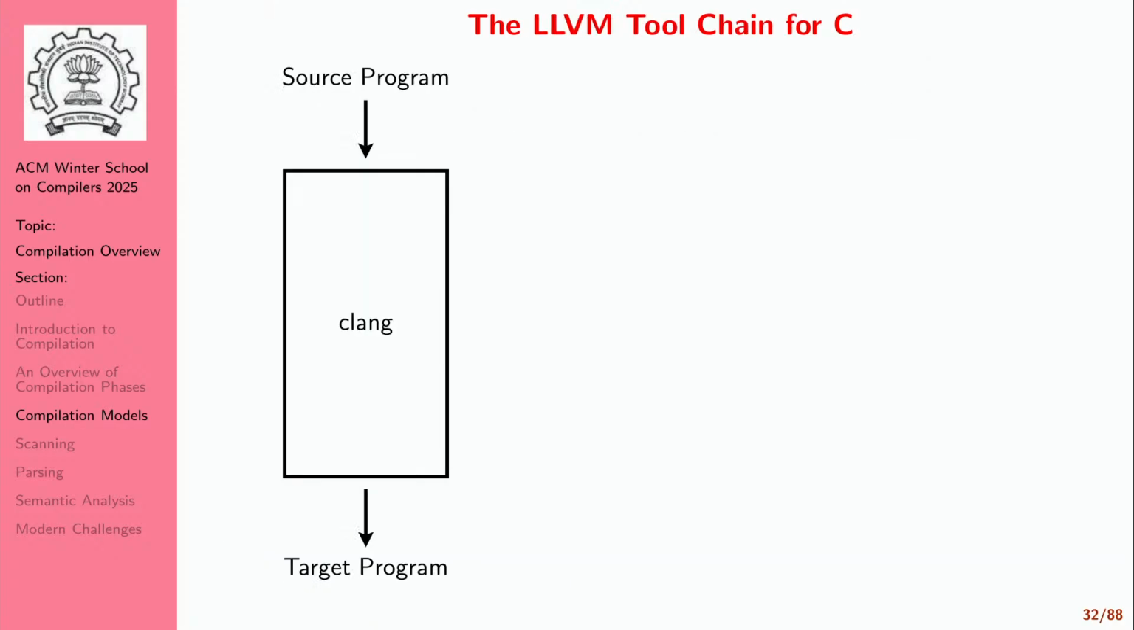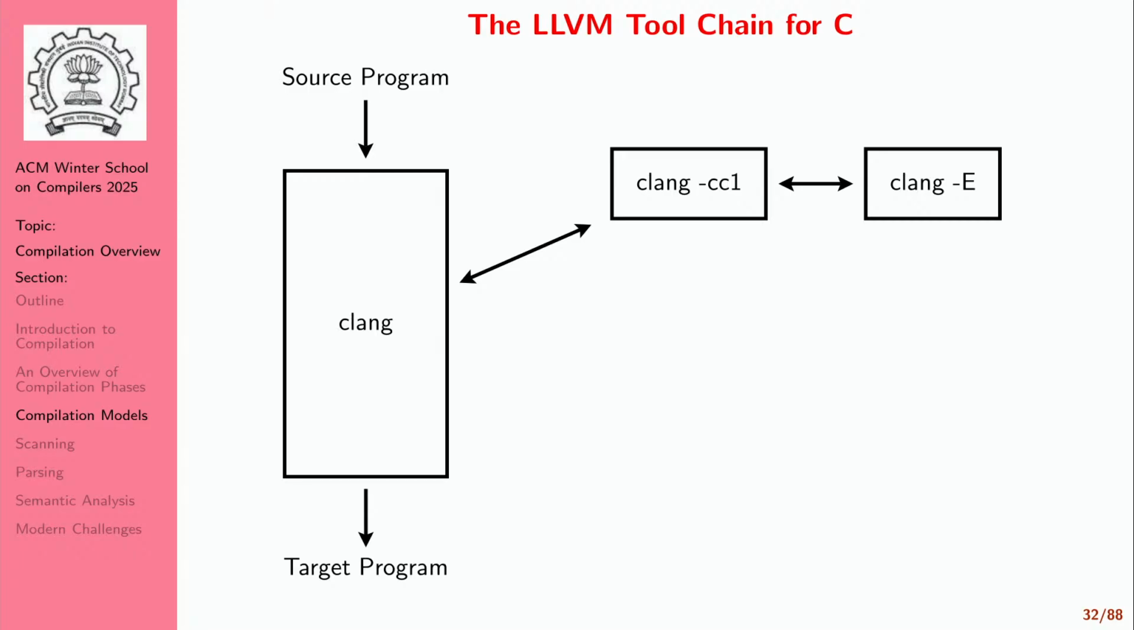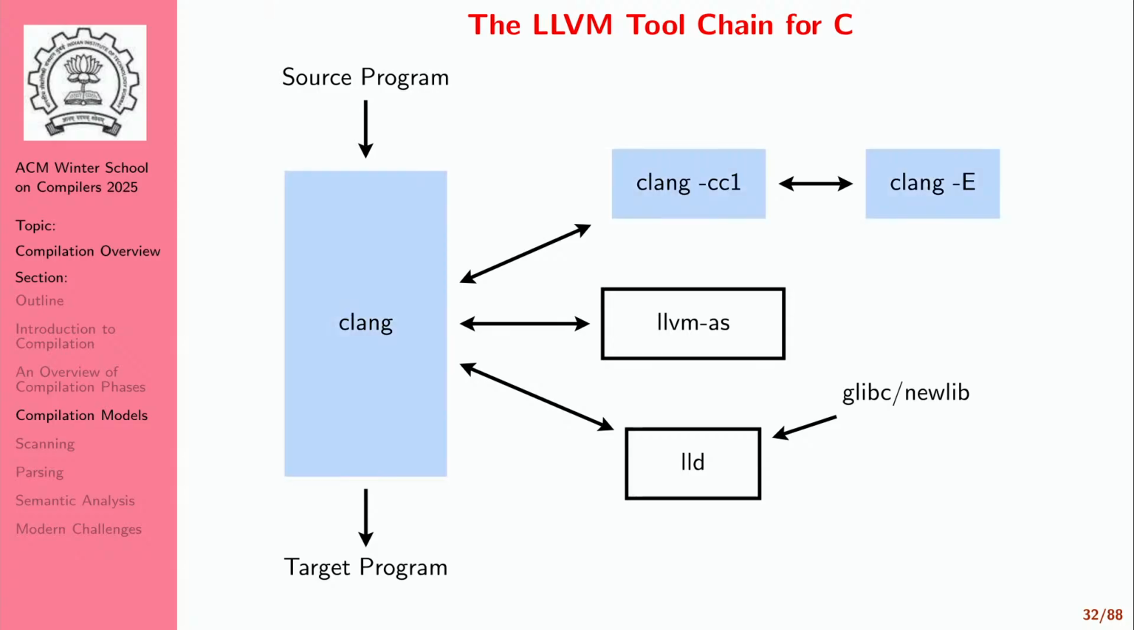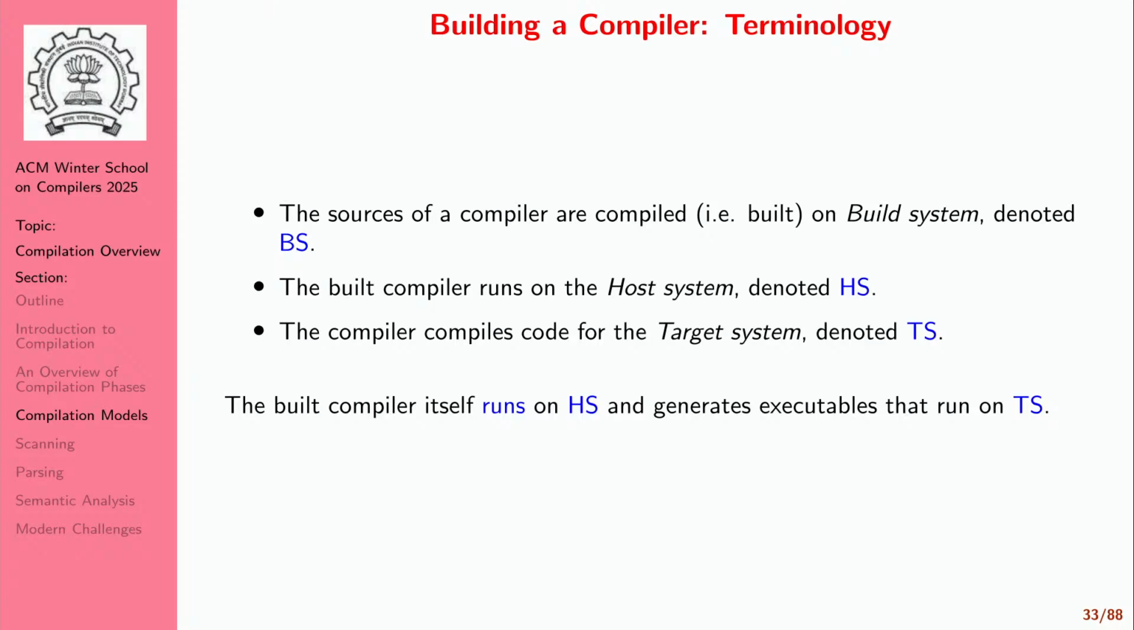There is also the LLVM toolchain, which uses Clang. It has clang cc1, clang -E for preprocessing, llvm-as, and lld, which is a linker. So it's a similar structure. These are the practical tools, the compilers that people use.